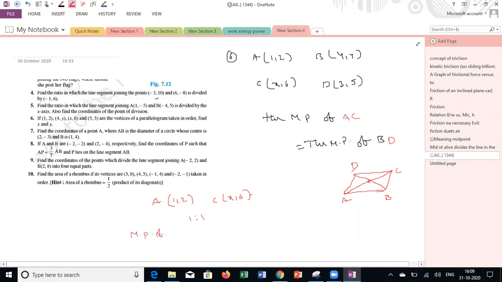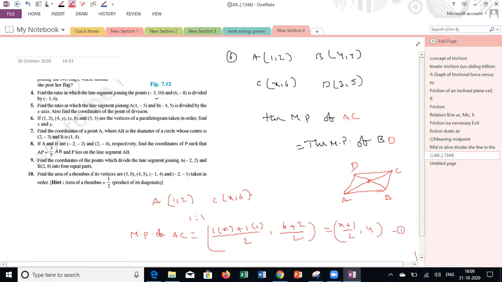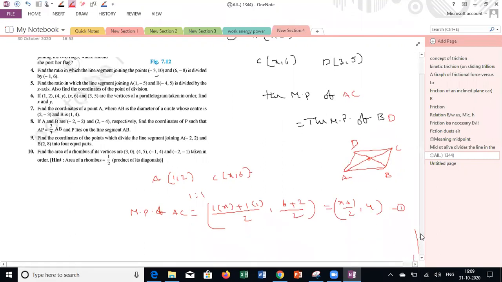The midpoint of AC will be 1 into x plus 1 into 1 by 2, and 1 into 6 plus 1 into 2 by 2. This will be x plus 1 by 2, and 6 plus 2 by 2 is 8 by 2, that is 4. This is equation 1, or you can say expression 1 or statement 1.